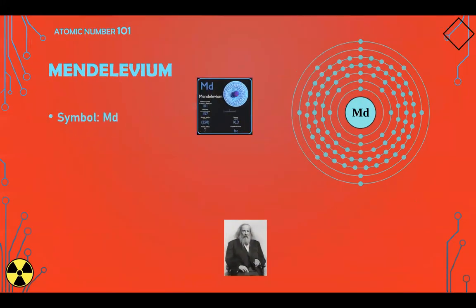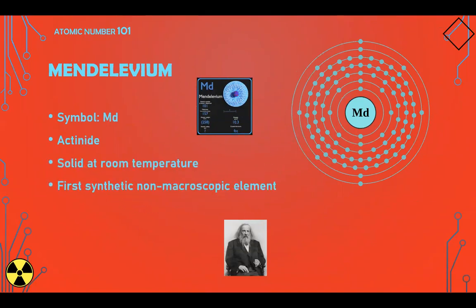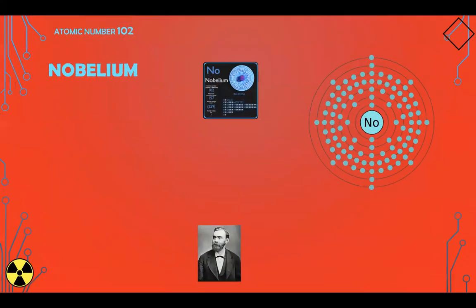Mendelevium, its symbol is Md. It's an actinide. Mendelevium is a solid at room temperature. It's the first synthetic non-macroscopic element, as I just explained. Mendelevium is highly radioactive. It's named after Dmitri Mendeleev, the creator of the first periodic table. Mendelevium has no uses yet. Let's just speed run this.